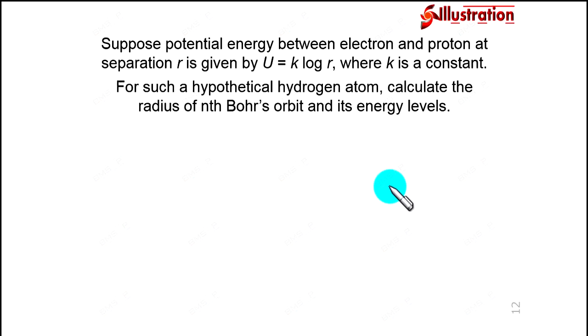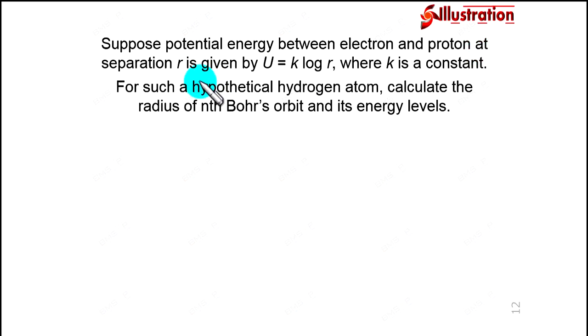What is the situation? Really, here it is. You are given U equal to k log r. k is a constant, and this log is the natural log of r, right? This is the potential energy relation between the electron and proton at separation small r.